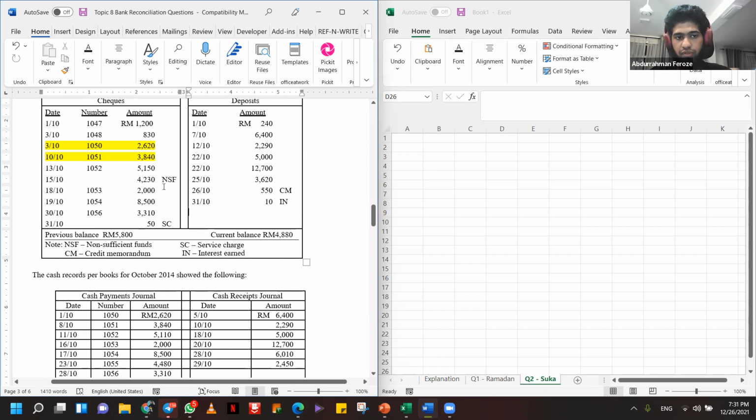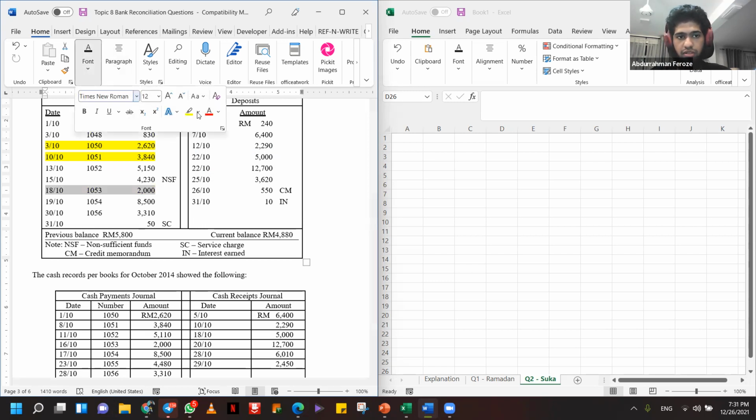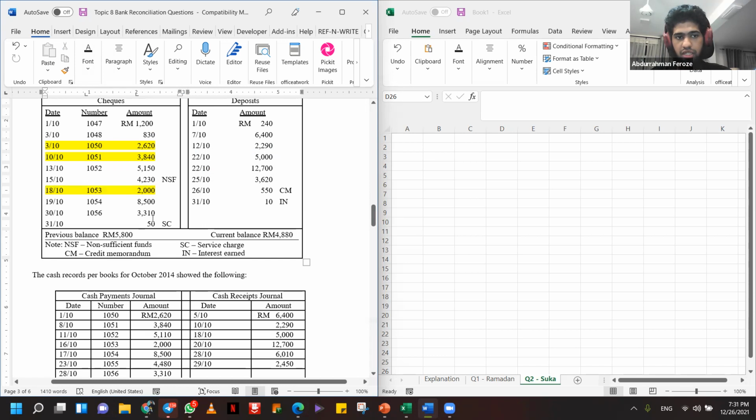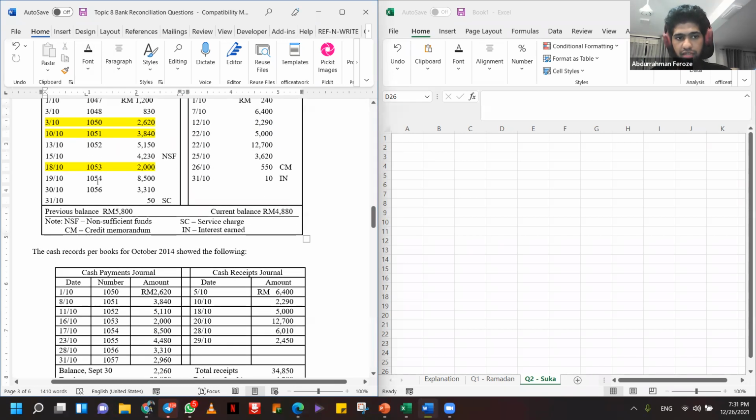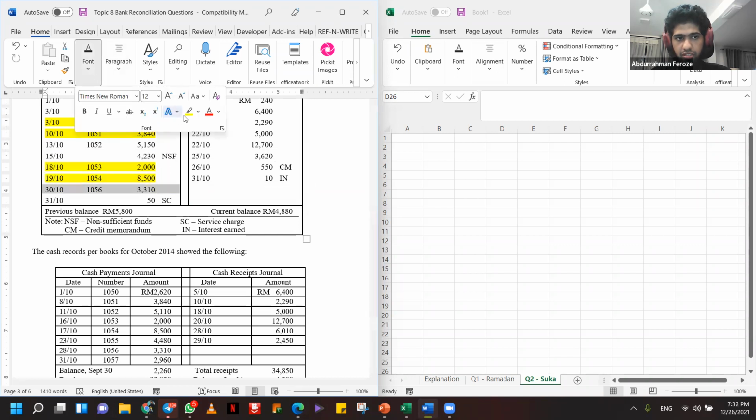And then we have 1053, which is 2000. This is there on the cash book. And then we have 1054, 8500. This is there on the cash book. Okay. And then 1556, 3310. This is also there on the cash book.